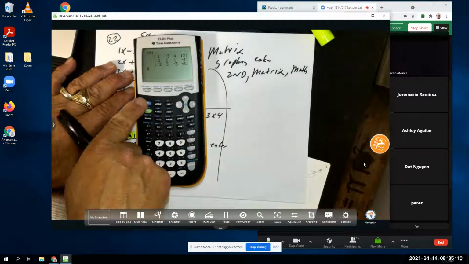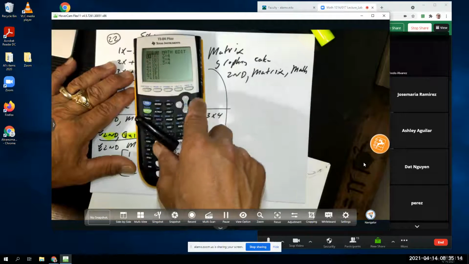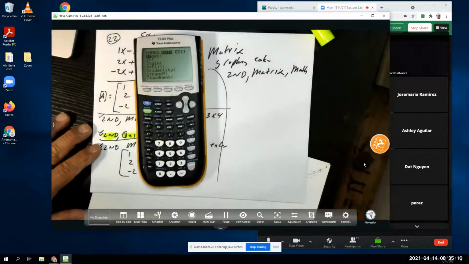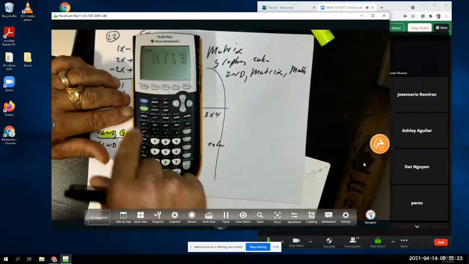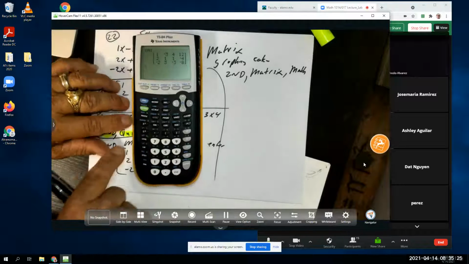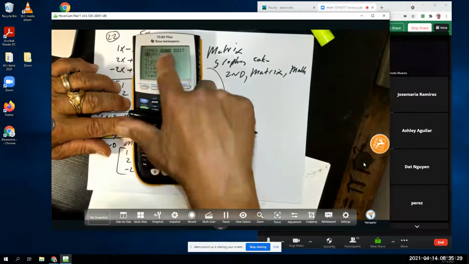You can go second, matrix, and math up here in the top. See, on top of this is math, you move over to that one, math. So everybody okay right there so far? Okay, let me do it one more time, just to make sure you're understanding. You're going to go second, matrix, and then math up here. Move it over to math.